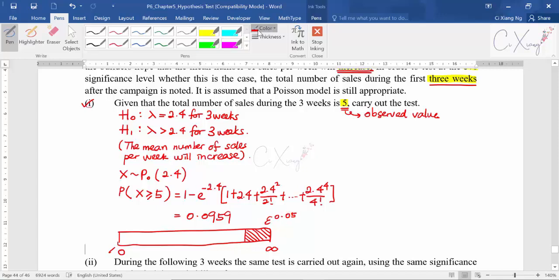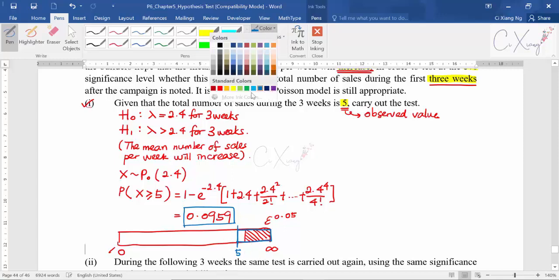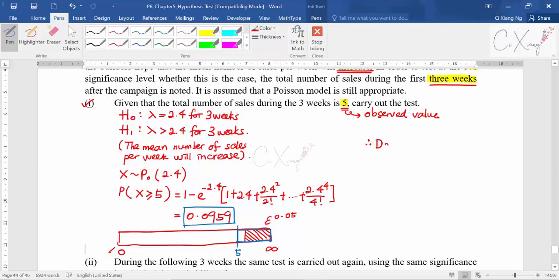Now I want to put my p-value into the graph. 0.0959. This area is greater than 0.05. So the blue area should be more than the red, shaded one. And this borderline here is the 5. That means the area for x more than or equals to 5 is 0.0959. So if you look at this 5 here, generally you know that it falls under the acceptance region. Acceptance region means you do not reject the null hypothesis.